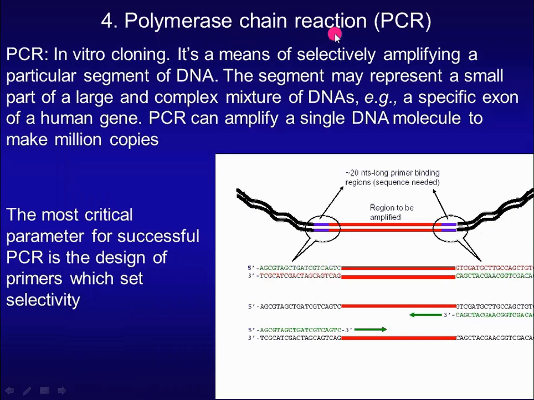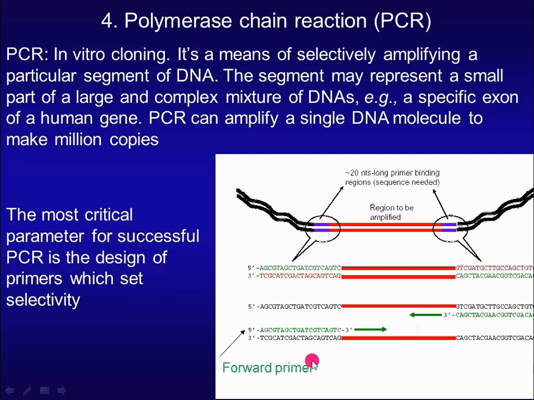Polymerase chain reaction, or PCR, is in vitro cloning. It is a means of selectively amplifying a particular segment of DNA. The most critical parameter for successful PCR is the design of primers. Here is the target DNA. After two strands are separated, the primer that primes DNA synthesis from left to right is called forward primer.